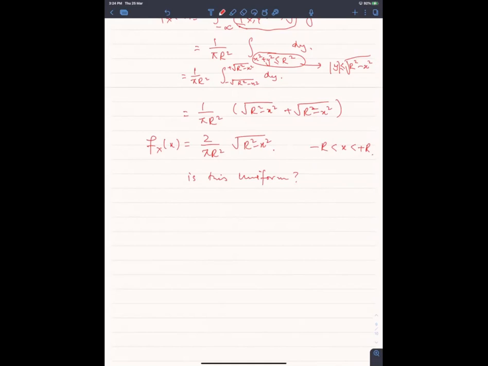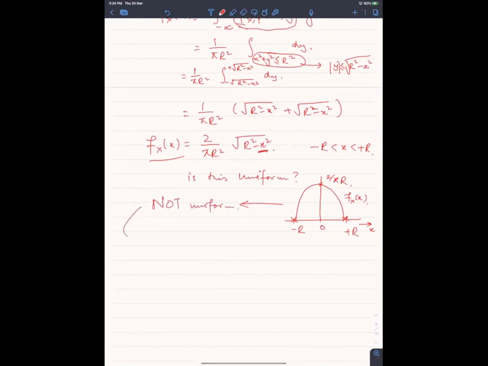Is this uniform? Well, this does not look uniform to me because इसको x को change अगर कर दें तो यहाँ से आपके पास change हो जाएगा. This does not look uniform. So इसमें when x is minus r or plus r, this density function is 0. ये 0 है आपके पास. And when x is equal to 0, then this is 2 over pi r. Okay. And this would be something like this. This is f x of x. Not uniform. This is not uniform.